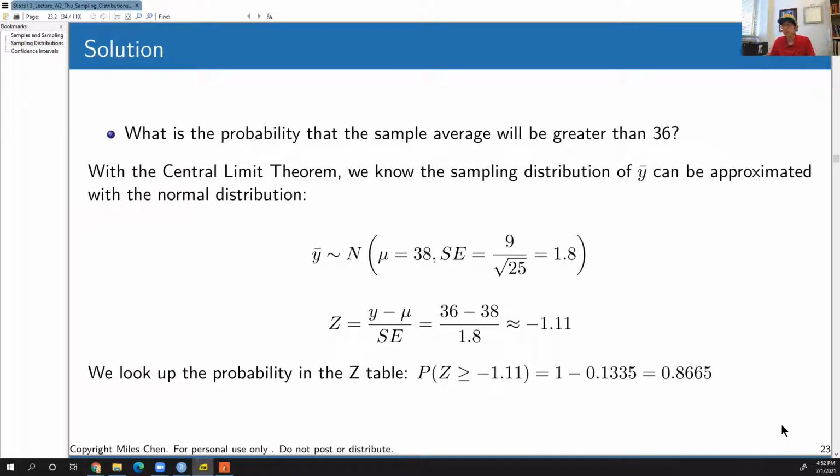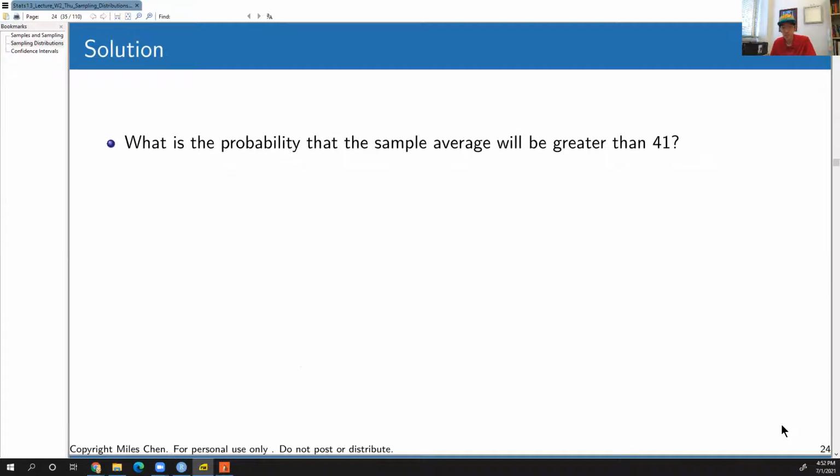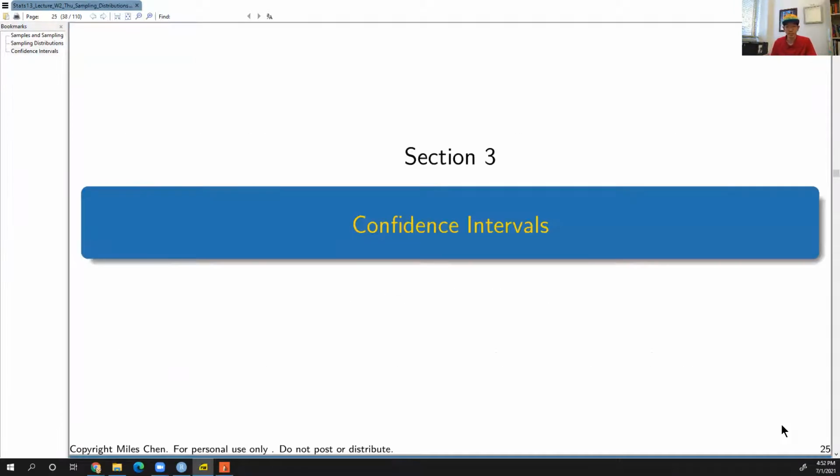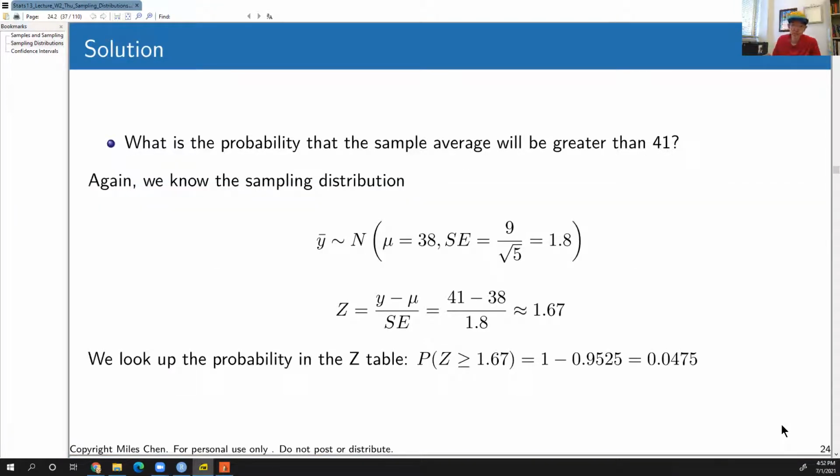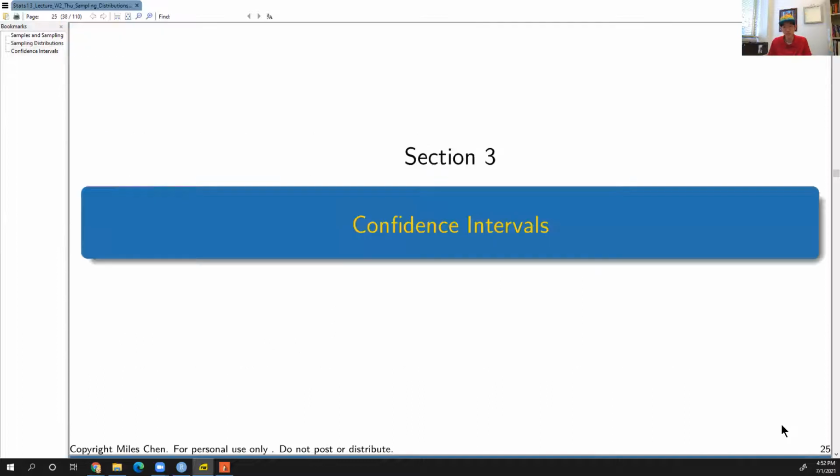Is that good? Good with everybody? All right, great. Okay, and then you can do this one on your own. Greater than 41, same idea, just a different number. Okay, all right, we'll keep going.